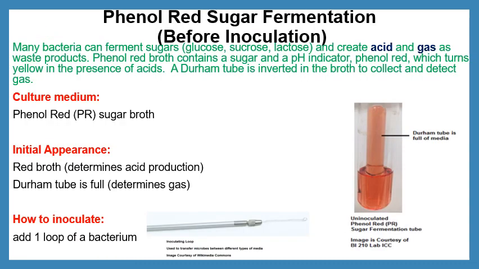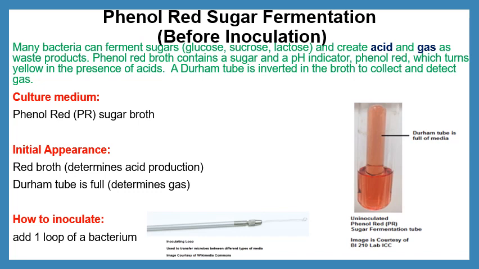So our next test actually kind of goes back to our triple sugar iron. It's just slightly different. So we're looking to see if bacteria are able to eat or ferment different types of sugars. In these test tubes, we have something called phenol red. Phenol red is an indicator or dye that's going to tell us whether or not that sugar was fermented or eaten. So as we can see, many bacteria can ferment or metabolize various sugars.